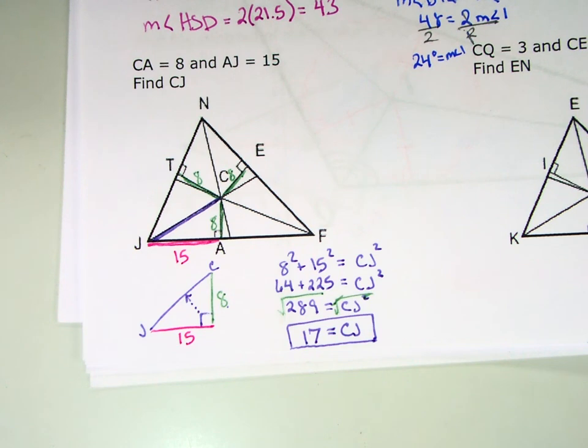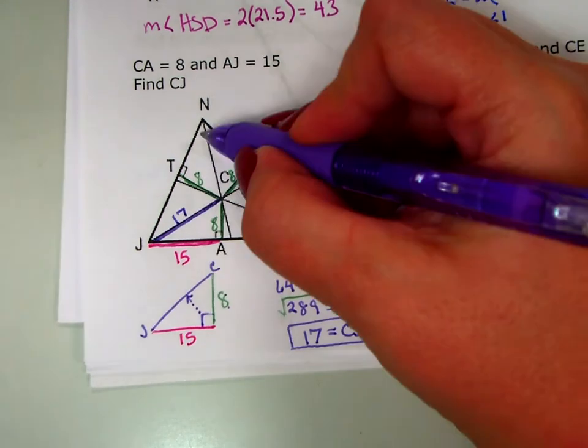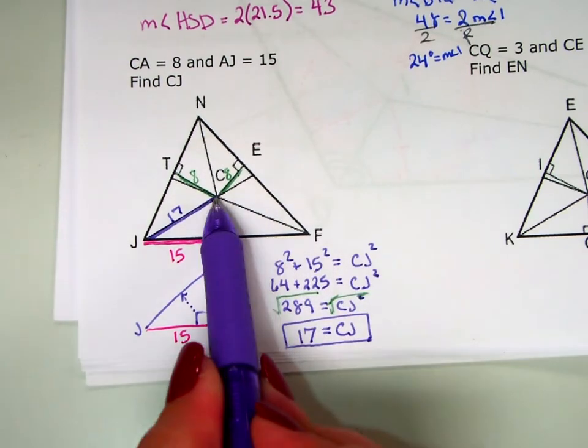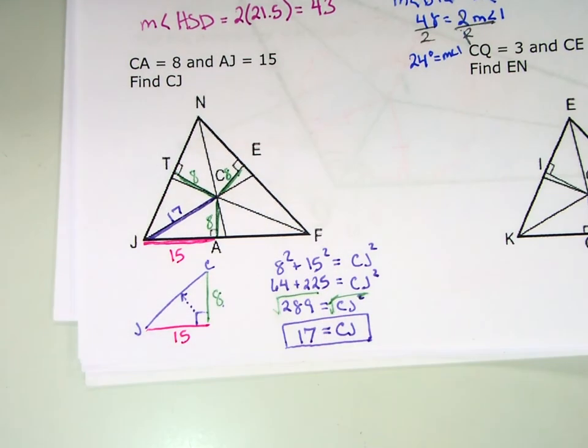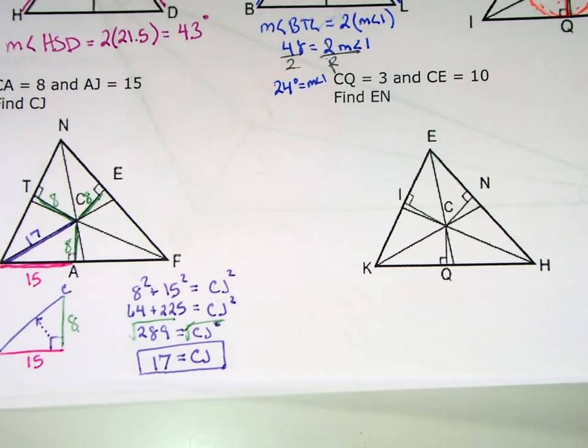That doesn't tell me how long anything else is. All I know is CJ is 17. I don't know how long NC is. I don't know how long CF is. I only know CJ. Make sense? Okay. The last one is almost the same, but not quite as what we just did.